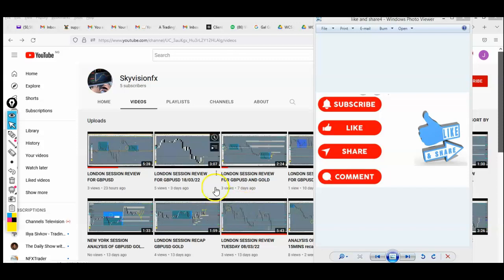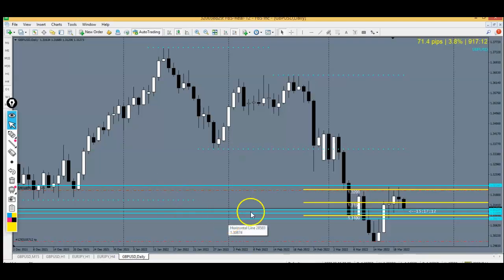So let's look at our charts and see what is happening on the pound USD. This is the daily chart. I've marked up the various levels.